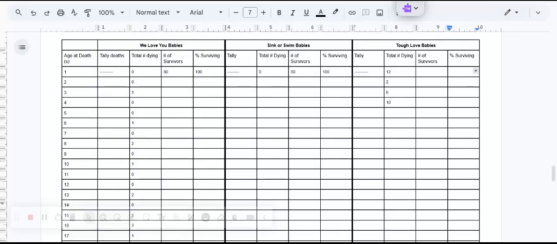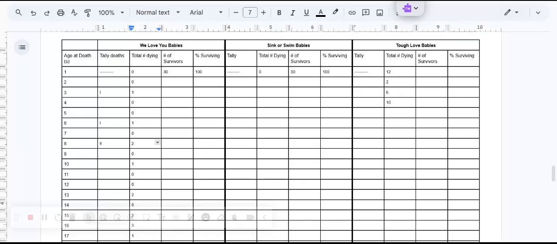Alright guys, so I'm going to be showing you how to do your data analysis for your bubble population lab. So the other day you tallied how many died at each age, and then this column right here, total dying, you're just going to count up how many tallies you had. So over here, if you had one tally, then you just have one. And then here I had one tally, and then here I had two, so I put a two here, and so on and so forth. So that's what you're going to do first.